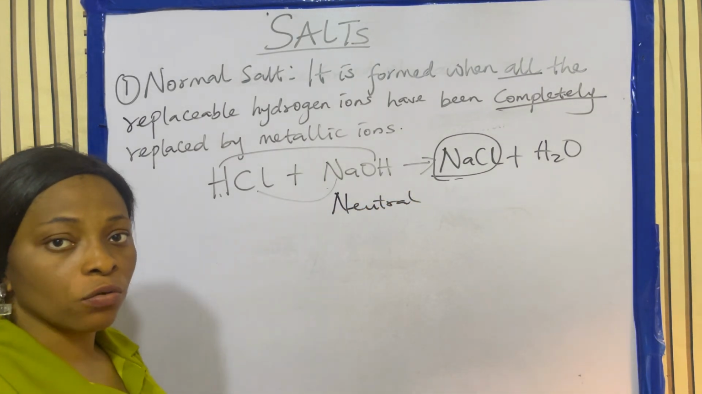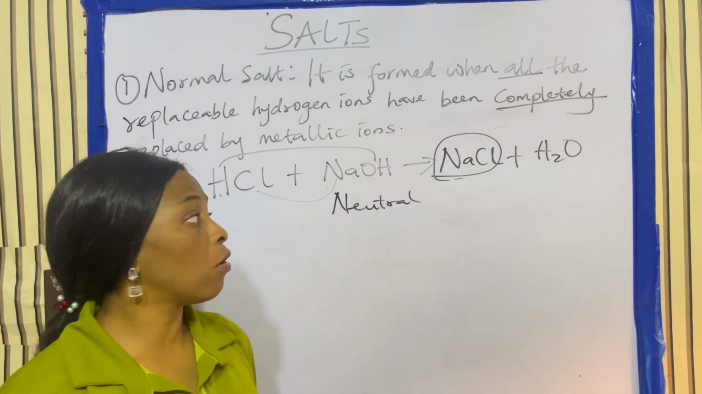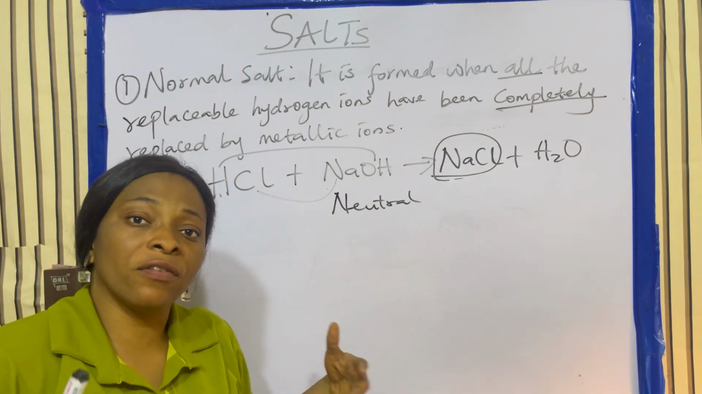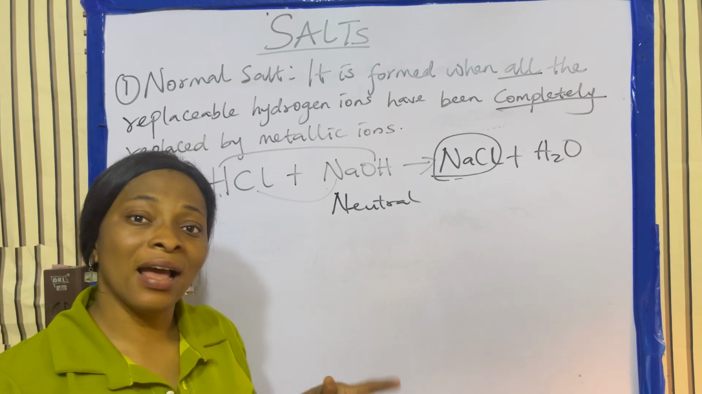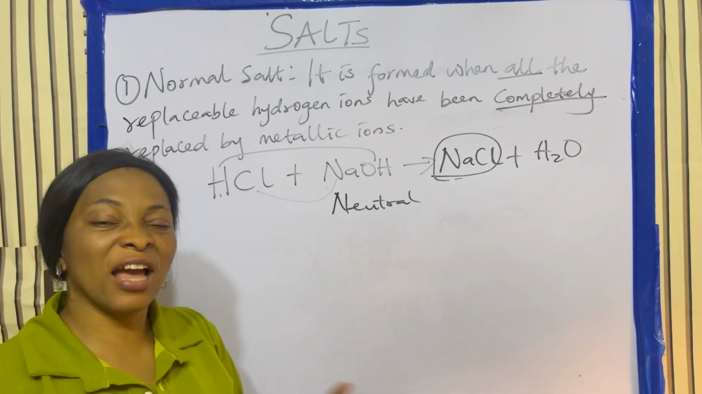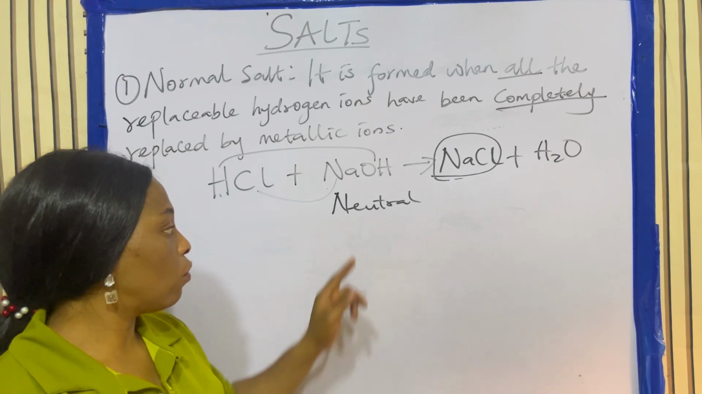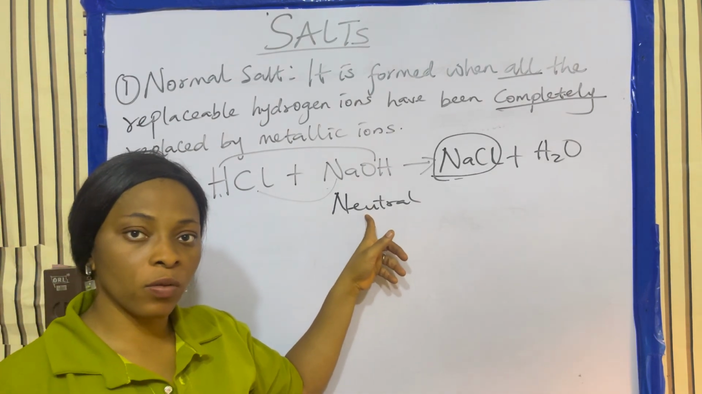They are neutral to litmus paper because all the hydrogen that would have formed an acid have been removed. They have been replaced completely. So they are neutral to litmus paper.